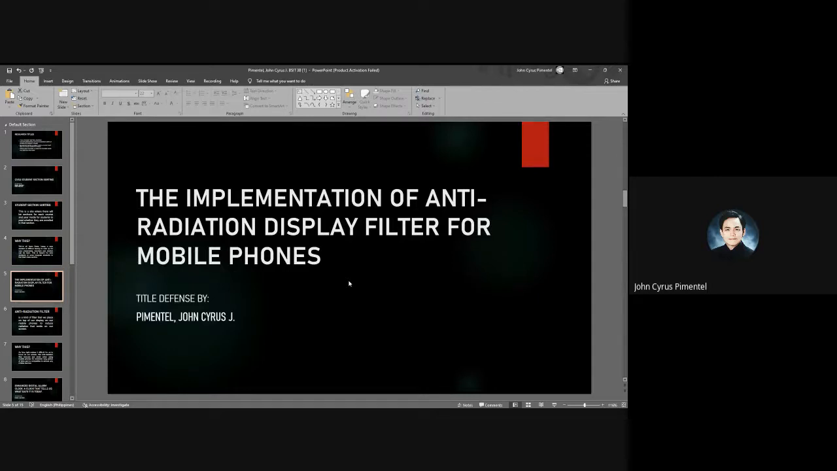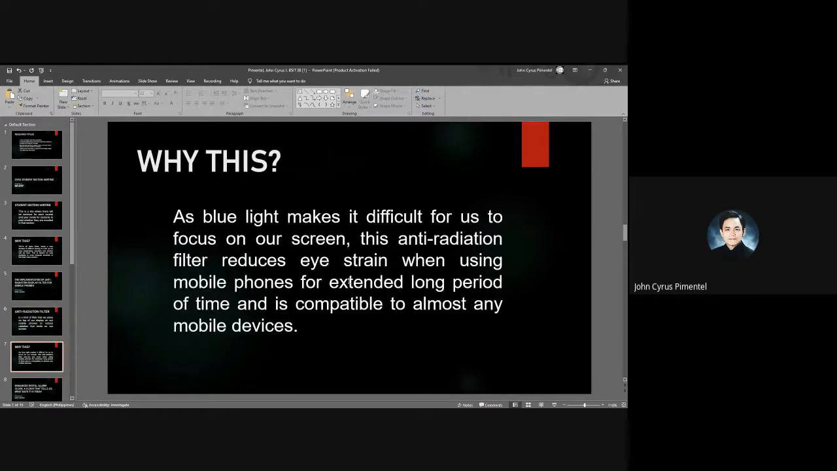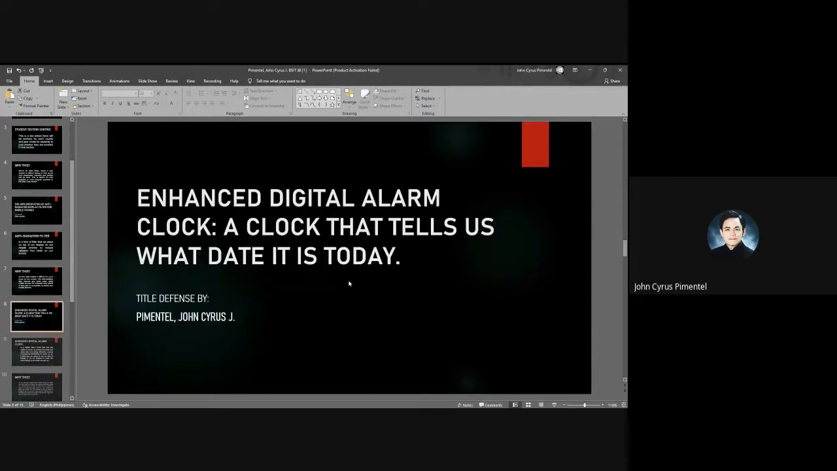Next title is the implementation of anti-radiation display filter for mobile phones. It is a kind of filter that we place on top of our display on our mobile phones to reduce radiation that emits on our screen. Why this? As blue light makes it difficult for us to focus on our screen, this anti-radiation filter reduces eye strain when using mobile phones for extended long periods of time and is compatible to almost any mobile devices.